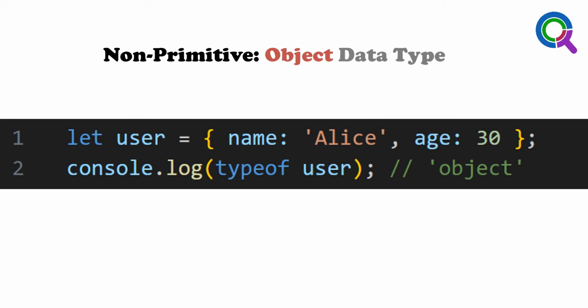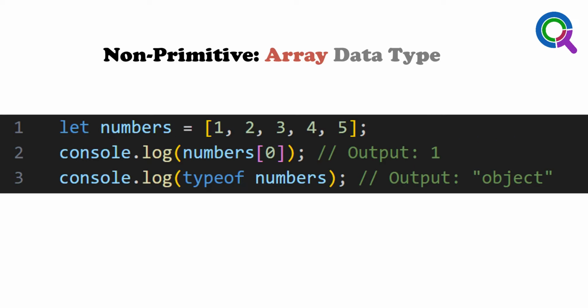Now, let's look at non-primitive data types, starting with objects. An object is a collection of key-value pairs. For example, a user object with name and age properties is of type object. Arrays are ordered collections of values. For example, an array of numbers from 1 to 5 has the type object. Arrays are a special kind of object in JavaScript.